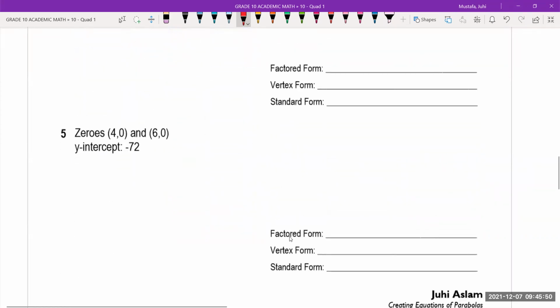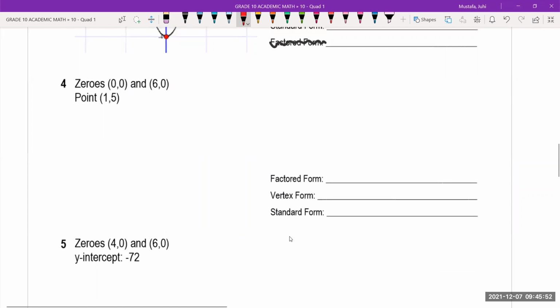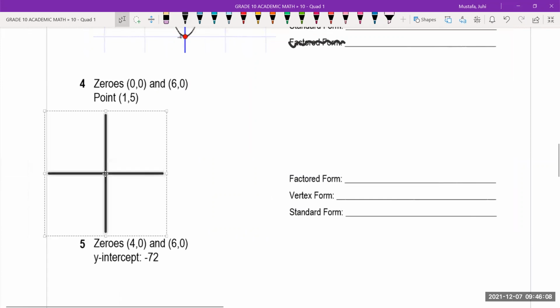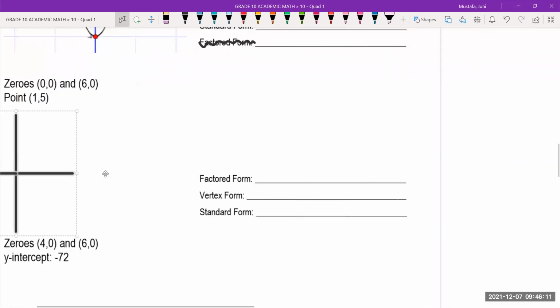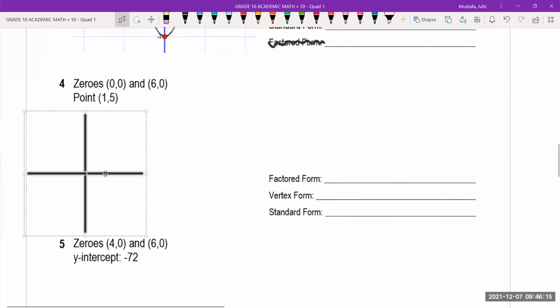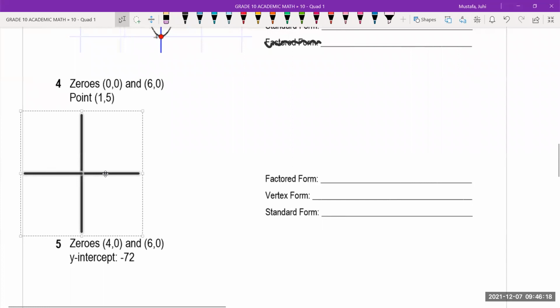All right, the last 2 examples are a little bit different. I'm not giving you any graphs. I'm just giving you a couple of facts. But when I do a question like this, in order for me to visualize it, I am going to sketch out a little graph just to see what's happening. It's just a sketch, so we don't have to be super accurate.